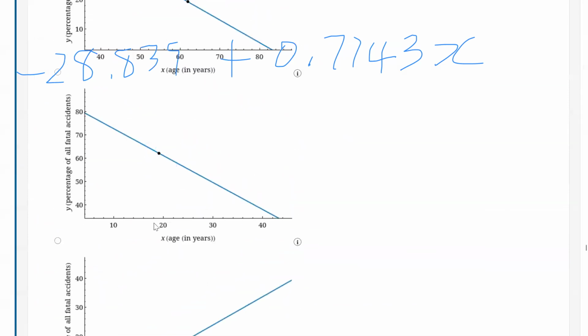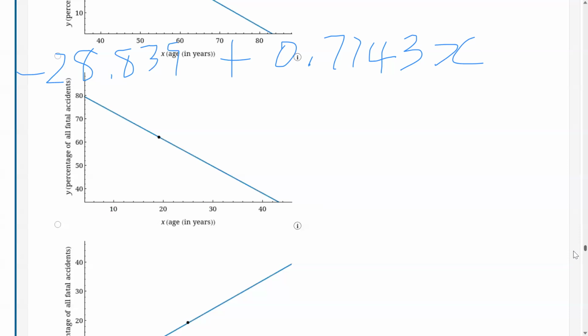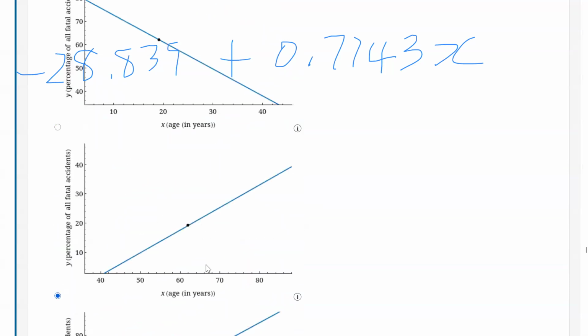And then my y bar was 19 point, which makes sense. And then my x value was 62. So 2, 4, 6, 8. Yep. 62. So it's this one. And then you choose that. Okay.